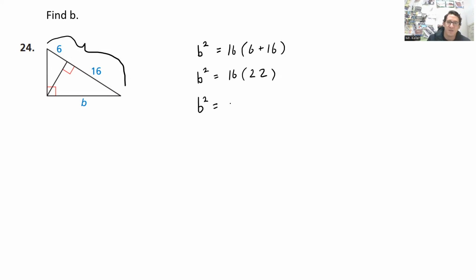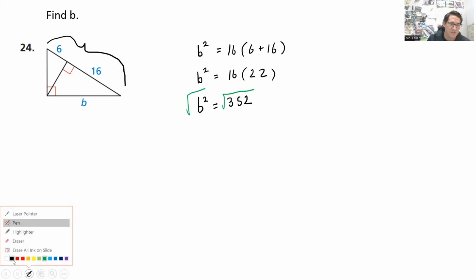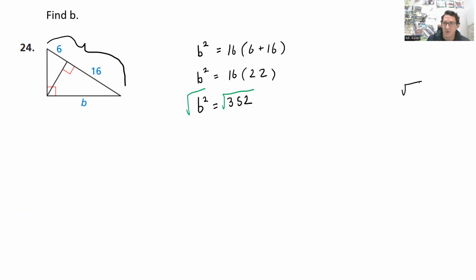So b squared is equal to 352. That is not a perfect square, and I'm guessing there's going to be some buddies. So we do need to do a buddy system on this. I'll do it off to the side. So the square root of 352. It ends in a 2, so it's even, so I know I can divide it by 2. I get 2 times 176. The 176 is even, so I know that divides by 2 again. Divide by 2, and that's 88.